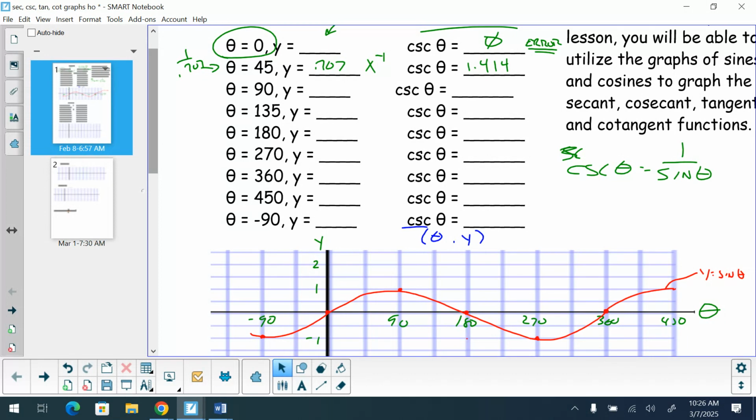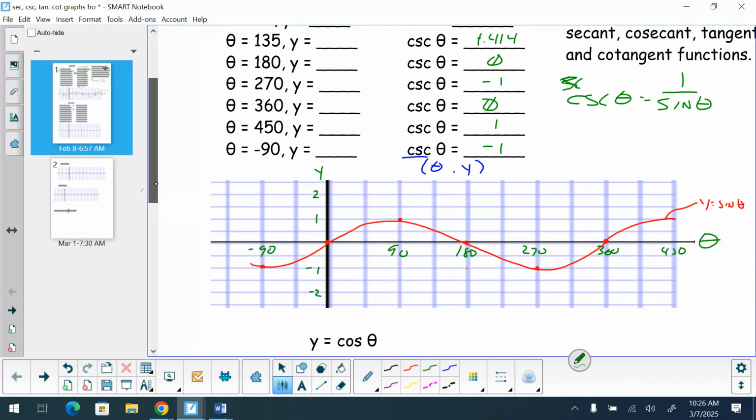So if we go down our values over here for the cosecant, we got an error, we have 1.414, and just keep going down the column. I've got 1.41, error, -1, error, 1, -1. All right, so what I put up here is our graph, because we're using the sine of theta.